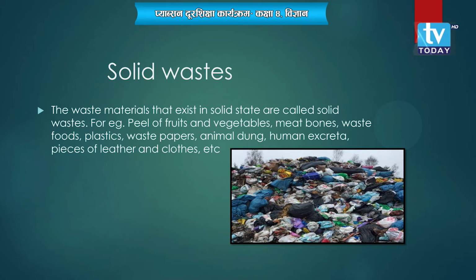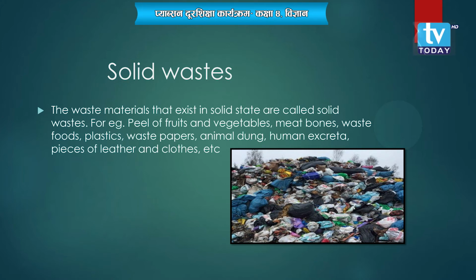The waste materials that exist in solid state are called solid waste. For example, peel of fruits and vegetables, meat bones, waste foods, plastics, waste papers, animal dung, human excreta, pieces of leather and clothes, etc. These are the examples of solid waste. So, the waste that exists in solid state is called solid waste or garbage. Garbage is also solid waste, okay.